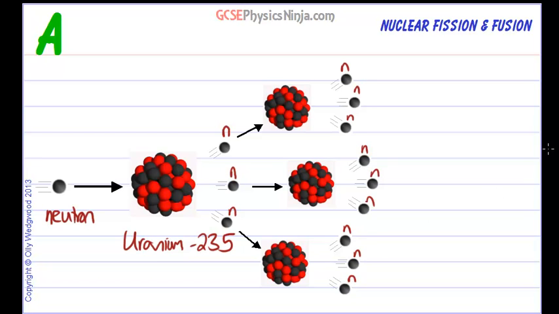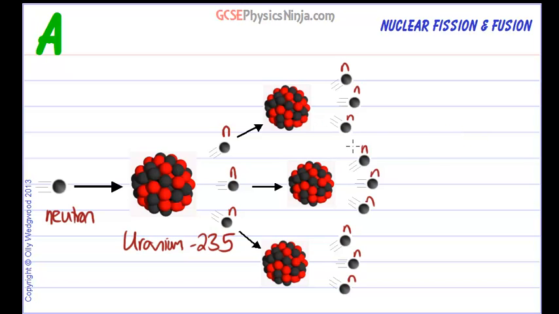Now, in a nuclear reactor, we have to control this process, otherwise it'll run out of control and we'll get meltdown, because each one of these fissions creates an awful lot of energy, and that energy we use to boil water, make steam, and turn turbines and generators to create electricity.